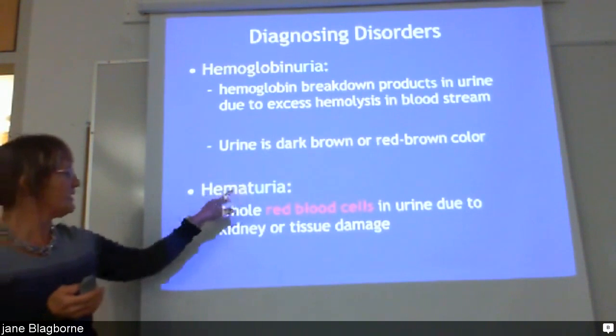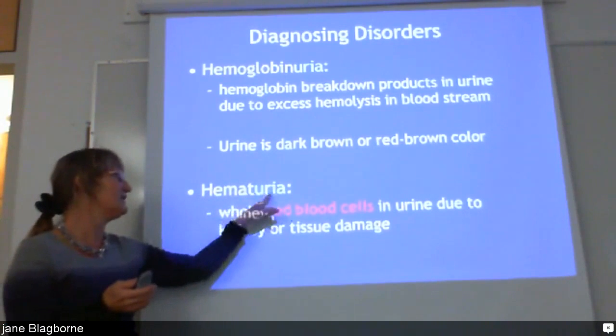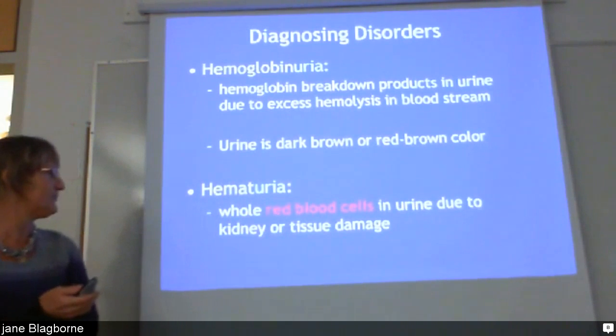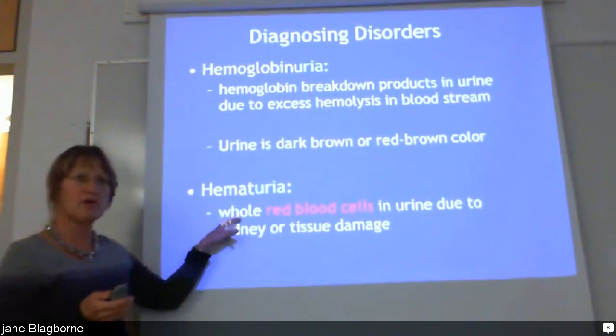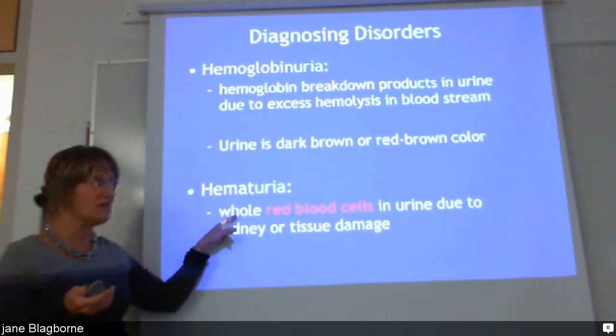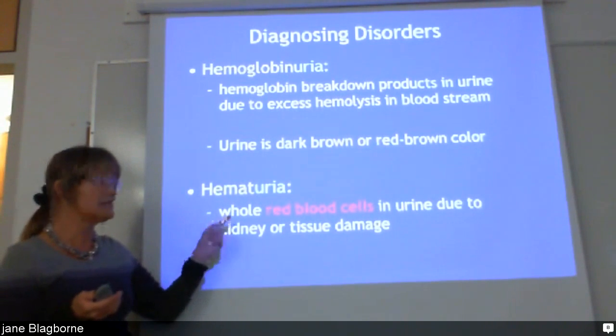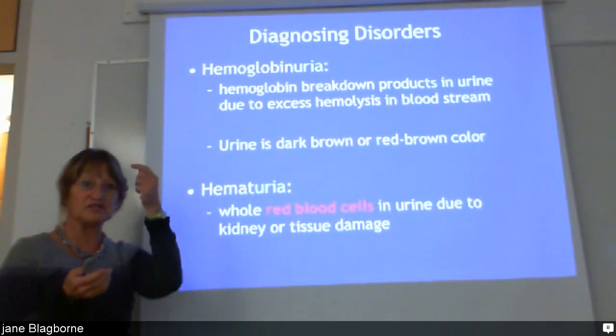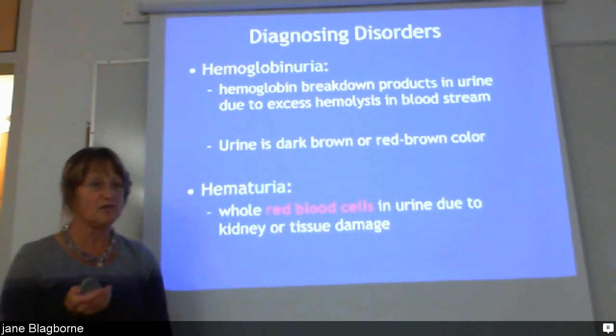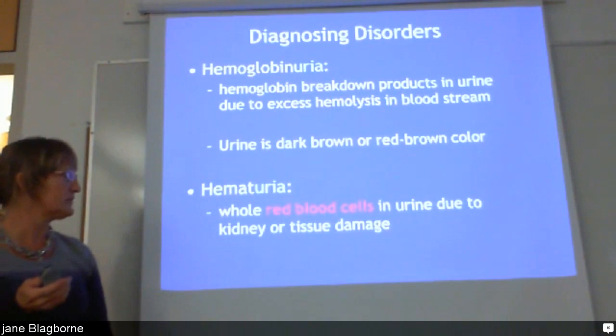Hematuria. Hema again, blood, right, in urine, right? So hematuria can be caused from bladder infections. You'll have blood in urine. They can be caused from stones in the kidney. So the stones are actually scraping down the ureters and they're causing the ureters to bleed, and then you'll get blood in the urine.